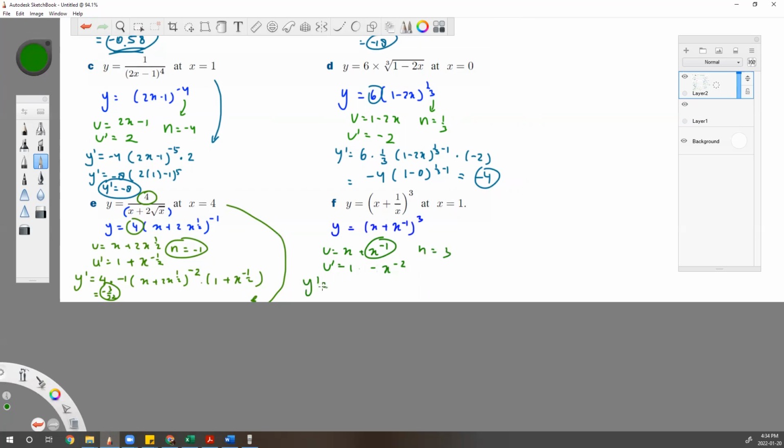So y accent will equal, we don't have any number like 4 or 6 in front, this is 1, so no need to think about that. N times u to the power of n minus 1, times u accent, which is 1 minus x to the power of negative 2. And you can substitute x by 1, and do it on your own, okay? Get the idea, Tedra, for number 3?